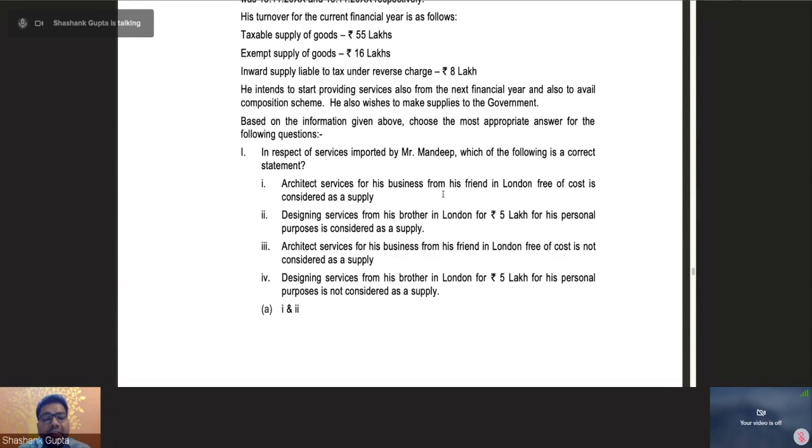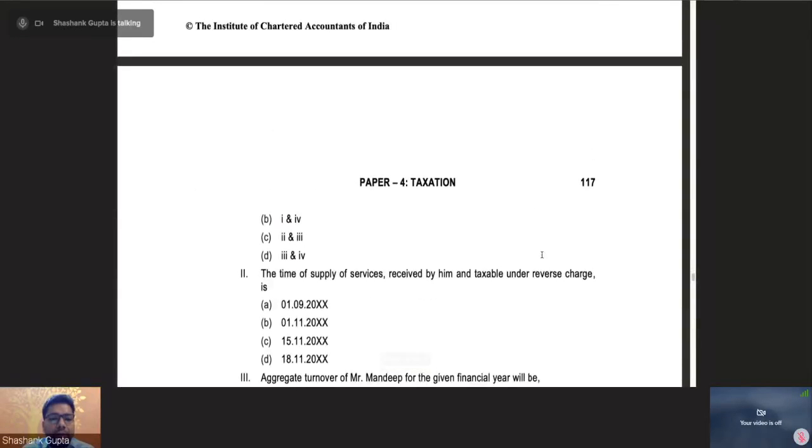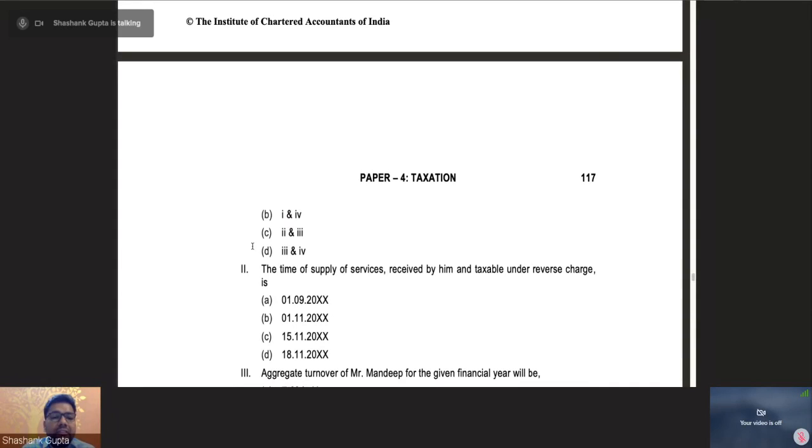Fourth statement says, designing services from his brother in London for rupees 5 lakh for his personal purposes is not considered as a supply. So this is again an incorrect statement. So the correct statements are second and third. So let us see which option mentions second and third. So it is the C option which should be the correct answer for this case.